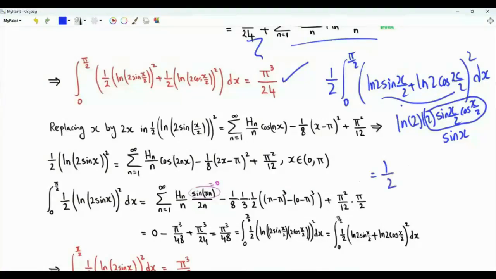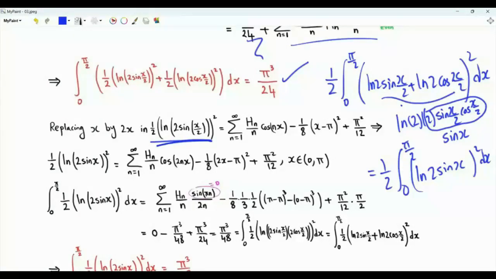This integration we have right here is 1/2 the integral from 0 to pi over 2 of the square of log 2 sine x. We have a representation of log 2 sine x over 2. This is valid for x between 0 and 2 pi. What we can do is to replace x by 2x and get an expression for this integrand, which is valid from 0 to pi. And that's okay because we are integrating from 0 to pi over 2.